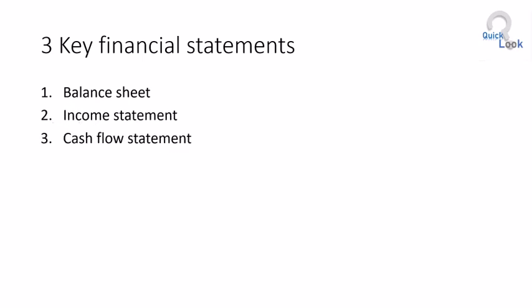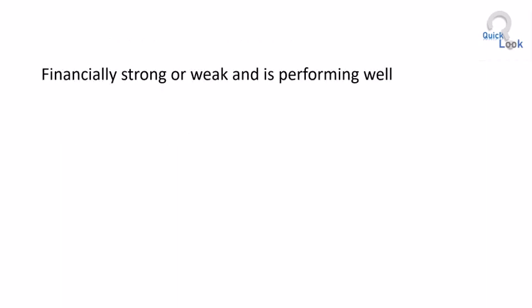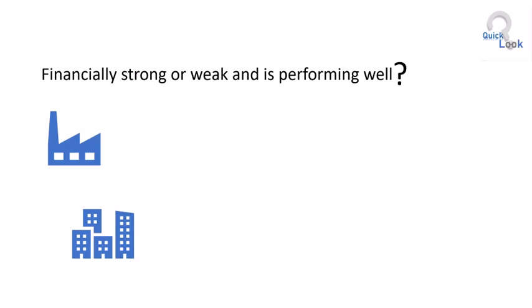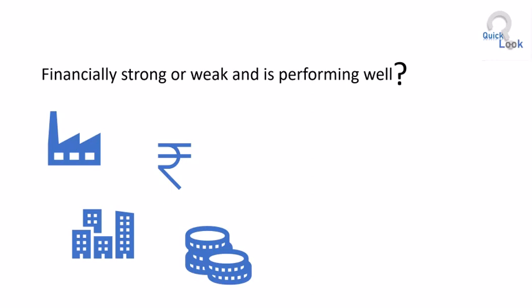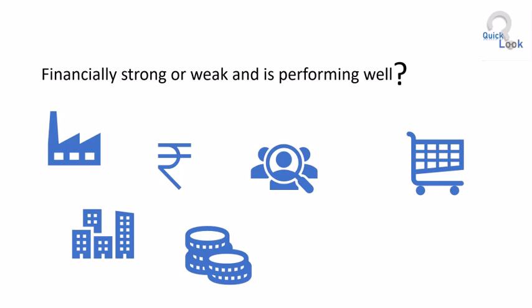Let's think of what all we need to know before saying that a company is financially strong or weak and is performing well. We look at the machineries and plants, the office building, warehouses, cash, loans taken from different sources, the money it owes to its suppliers, its sales, expenses, income, etc. Isn't it? We'll go one by one to know how these are incorporated in the financial statements.